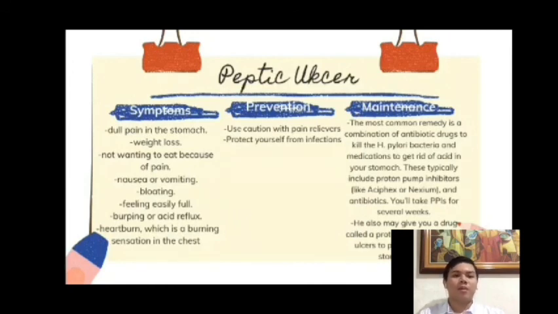The most common remedy is the combination of antibiotic drugs to kill the H. pylori bacteria and medications to get rid of the acid in your stomach. This typically includes proton pump inhibitors like Aciphex or Nexium and antibiotics. The doctor can also give you a drug called a protectant, which coats ulcers to protect them from stomach acid.